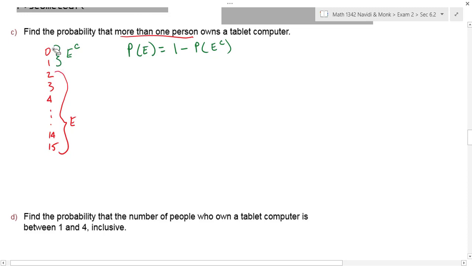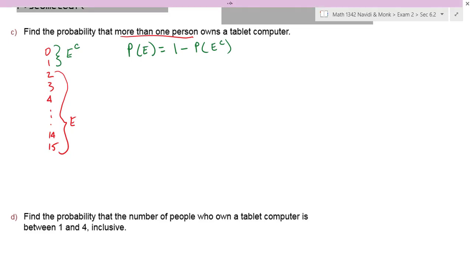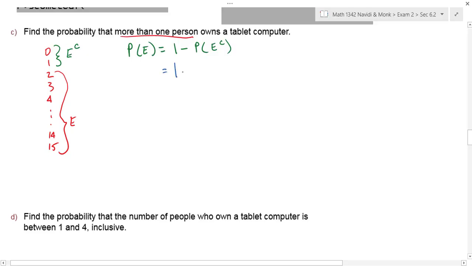And the probability of this complement, if we use the same technique we did in part B with the CDF, I could say that this is going to be 1 minus the binomial CDF, where n is equal to 15, p is equal to 0.3, and what is x going to be equal to? 1. Because 1 is the highest number that I've got in my complement. And remember, the CDF includes the probability of whatever number you put here. So this would be the probability of 0 plus the probability of 1.